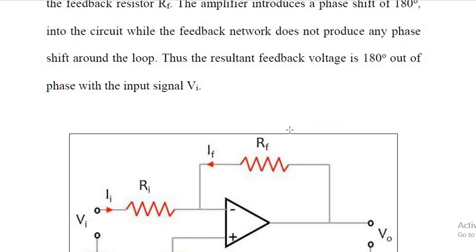Whereas in the case of positive feedback, the amplifier and the feedback network each introduces a phase shift of 180 degree. So the resultant is 360 degree. Hence the input and output signal both are in phase. Whereas in the negative feedback, they are out of phase.